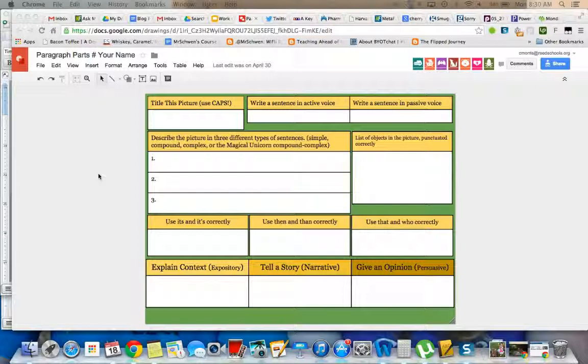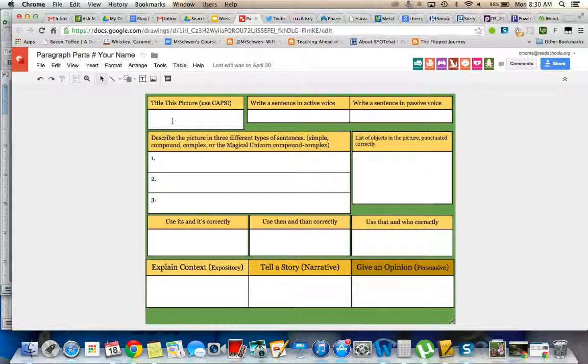So now we need to get to the paragraphs part, first box, which is title the picture. You guys know how to do this one. We're going one at a time, remember.